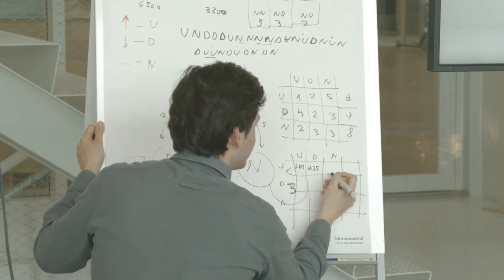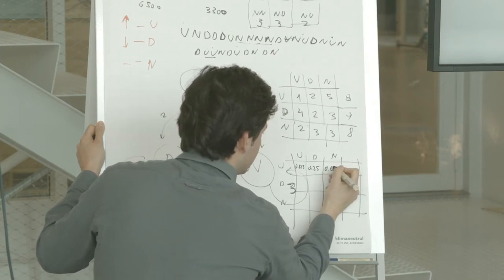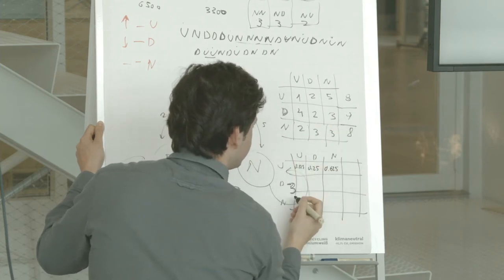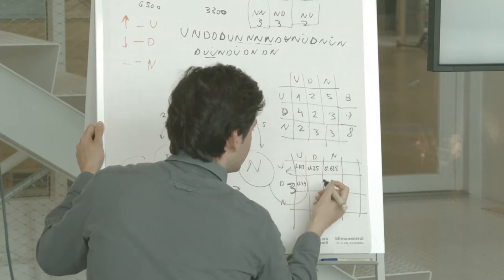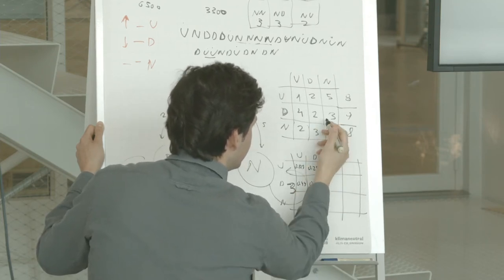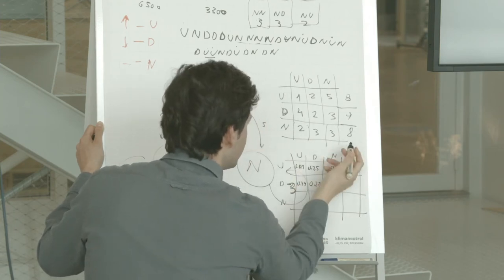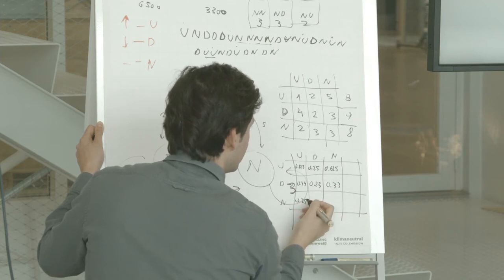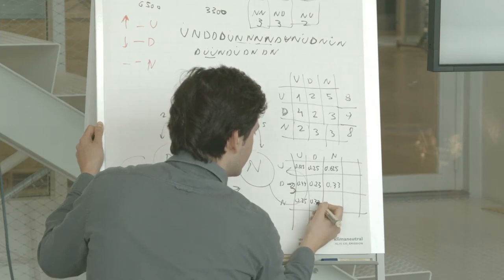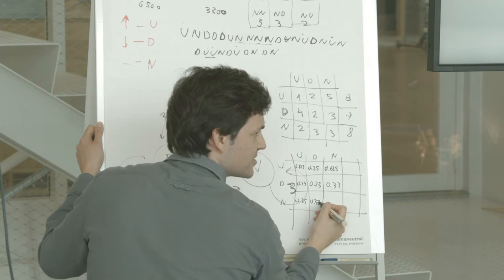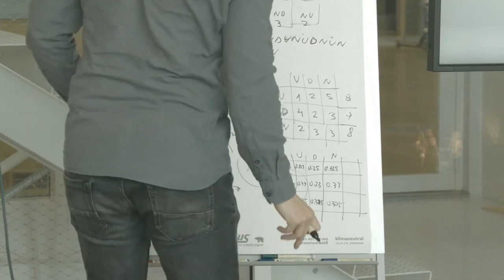0.25. 5 divided by 8: 0.625. 4 divided by 9: 0.44. 2 divided by 9: 0.22. 3 divided by 9: 0.33. 2 divided by 8: 0.25. 3 divided by 8: 0.375. Okay, we made it.